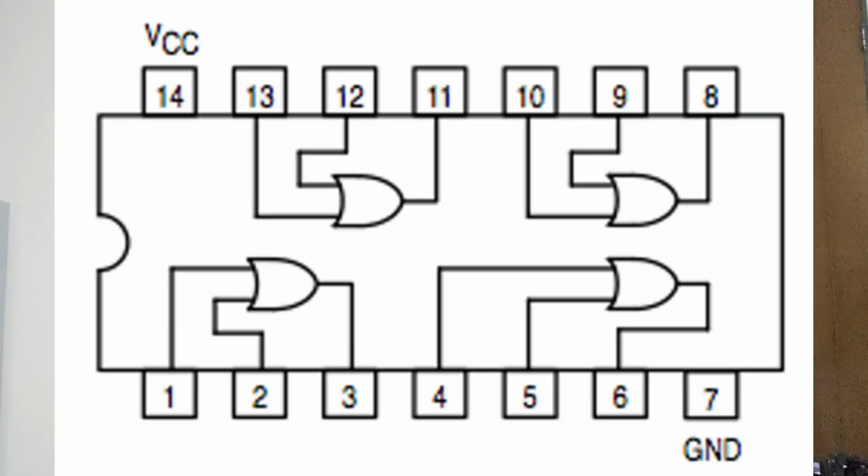Next is the 74LS32 integrated circuit. With its 14 terminals, one terminal is for the power input and at the opposite end is the ground terminal. The remaining 12 terminals make up the 4 gates having 3 terminals each, 2 for the inputs and 1 for the output. Shown here is a diagram of this integrated circuit.